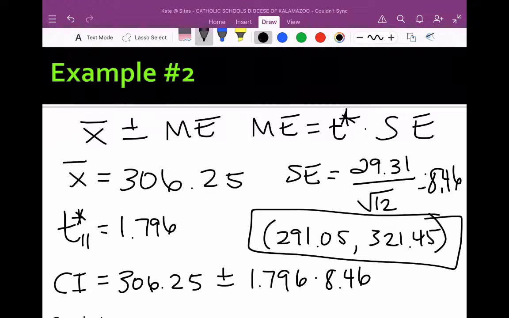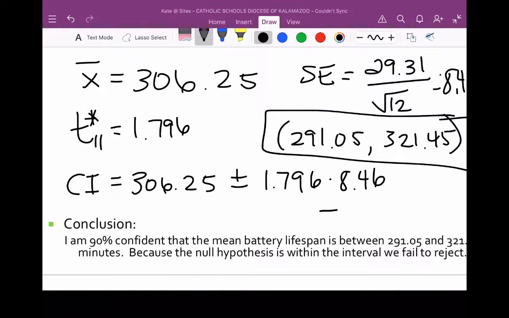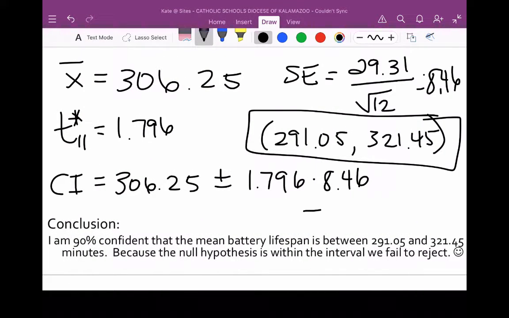So are the batteries lasting for 5 continuous hours or 300 minutes? And in this particular case, my conclusion ends up being I am 90% confident that the mean battery lifespan is between 291.05 and 321.45 minutes. Because 300, that would be my null hypothesis, is inside of this interval, we would fail to reject.